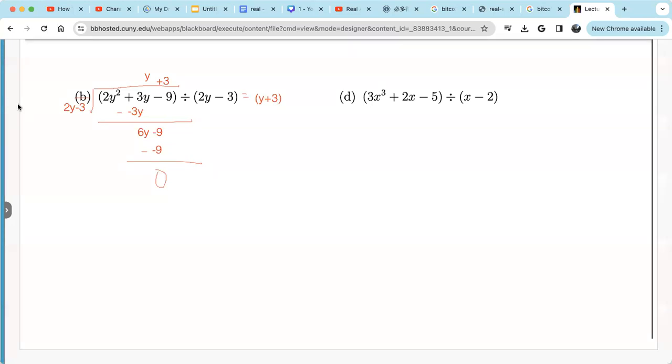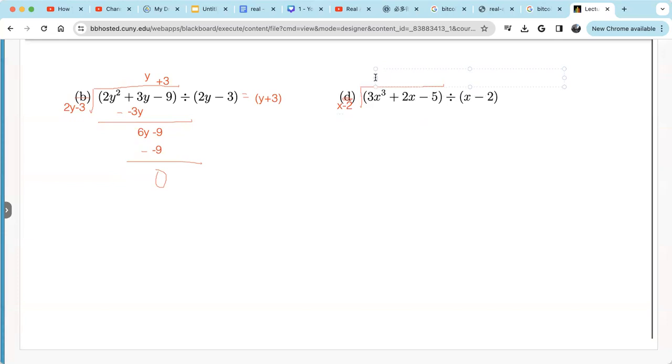Now let's see this one. Let's see D. D, we can do the same thing. I don't have to rewrite everything. I put x minus 2 outside the sign, right? Then I'm missing the x squared term, right? So if you could, when you rewrite it, write 0 there. For me, I want to use this.